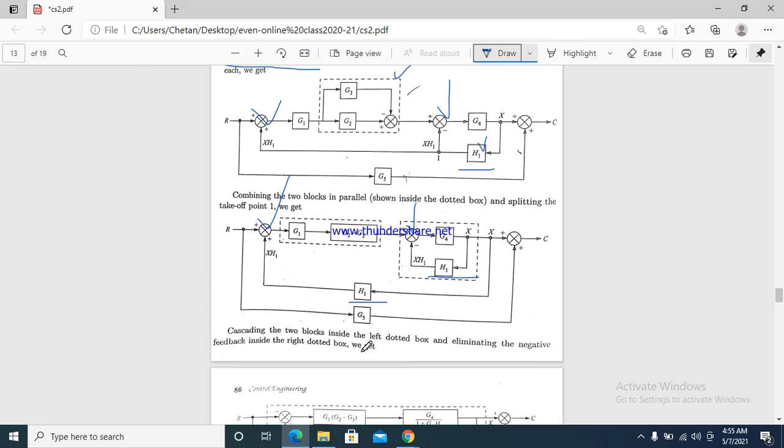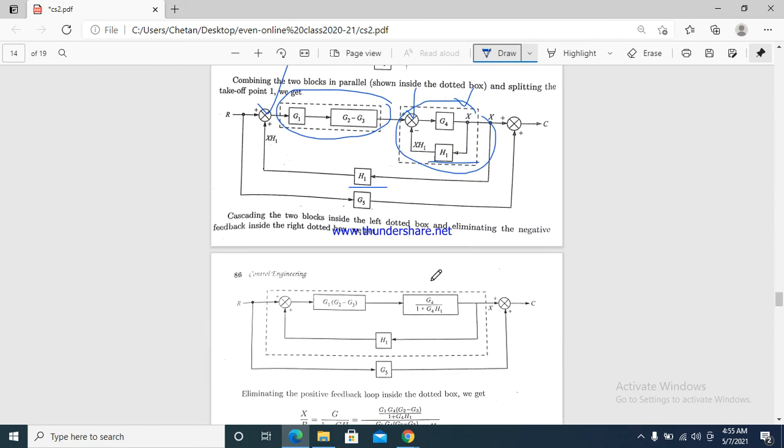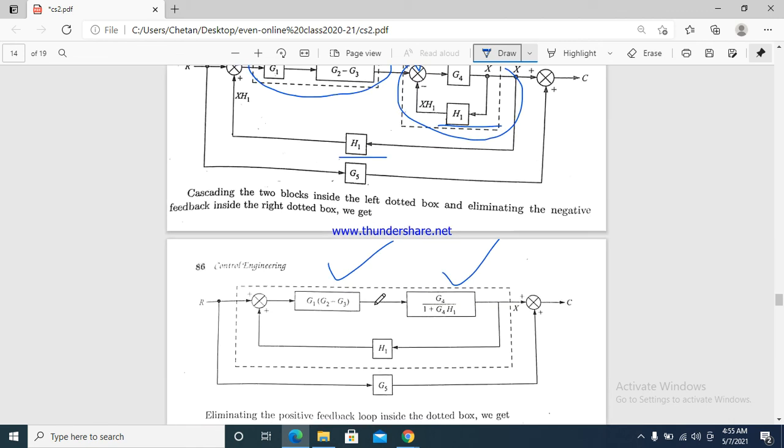After this, I will simplify this loop first. Next I will simplify this one. It is a multiplication of G1 with this term, and here it is a feedback element. For a feedback element, the result is G of s divided by 1 plus G of s into H of s. Simplify this one and you will get G4 divided by 1 plus G4 into H1. If you multiply these two, you will get this. This is your simplified circuit diagram.